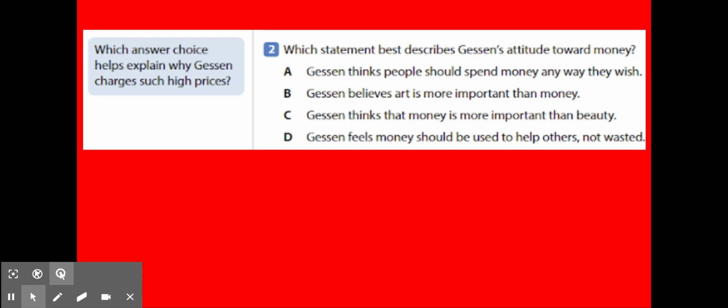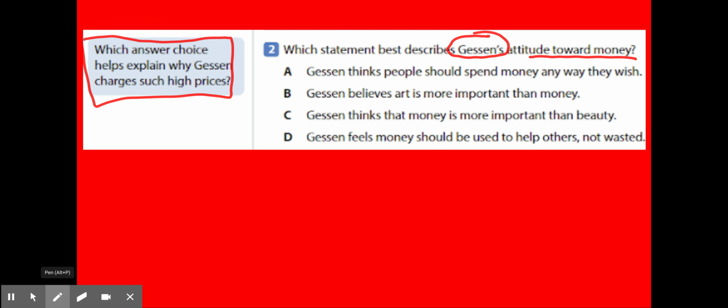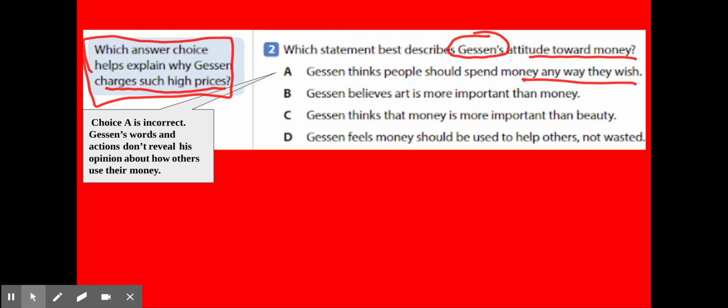Now, for number 2, we're going to look at our question yet again, and it says, which statement best describes Geeson's attitude toward money? And my hand over here says, which answer choice helps explain why he charges such high prices? Well, let's look at A. He thinks people should spend money any way they wish. Well, choice A is incorrect. Geeson's words and actions don't reveal his opinion about how others use their money. He's not saying how other people should use their money. No opinion he's given.